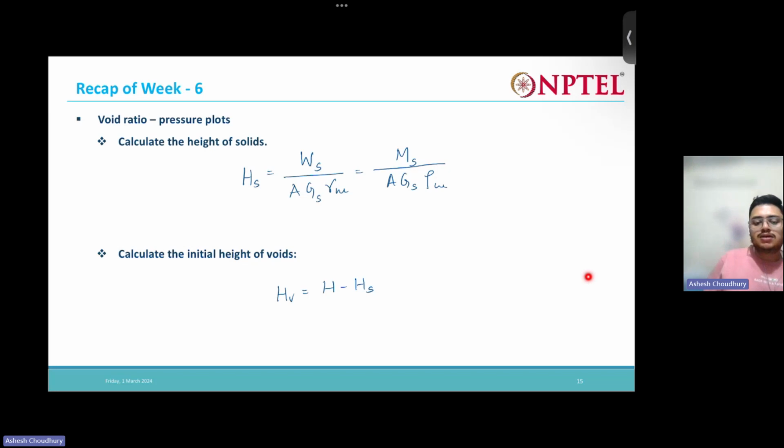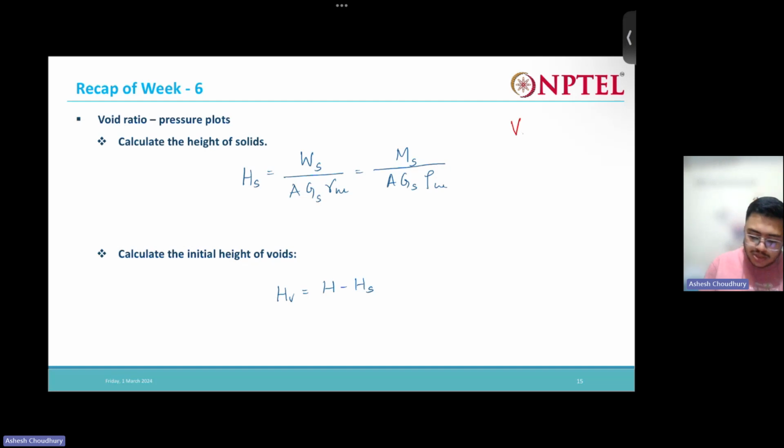So I will now discuss some of the main things that you need to calculate so that you can get the void ratio versus pressure plots from the consolidation test. So first is to calculate the height of soil solids.